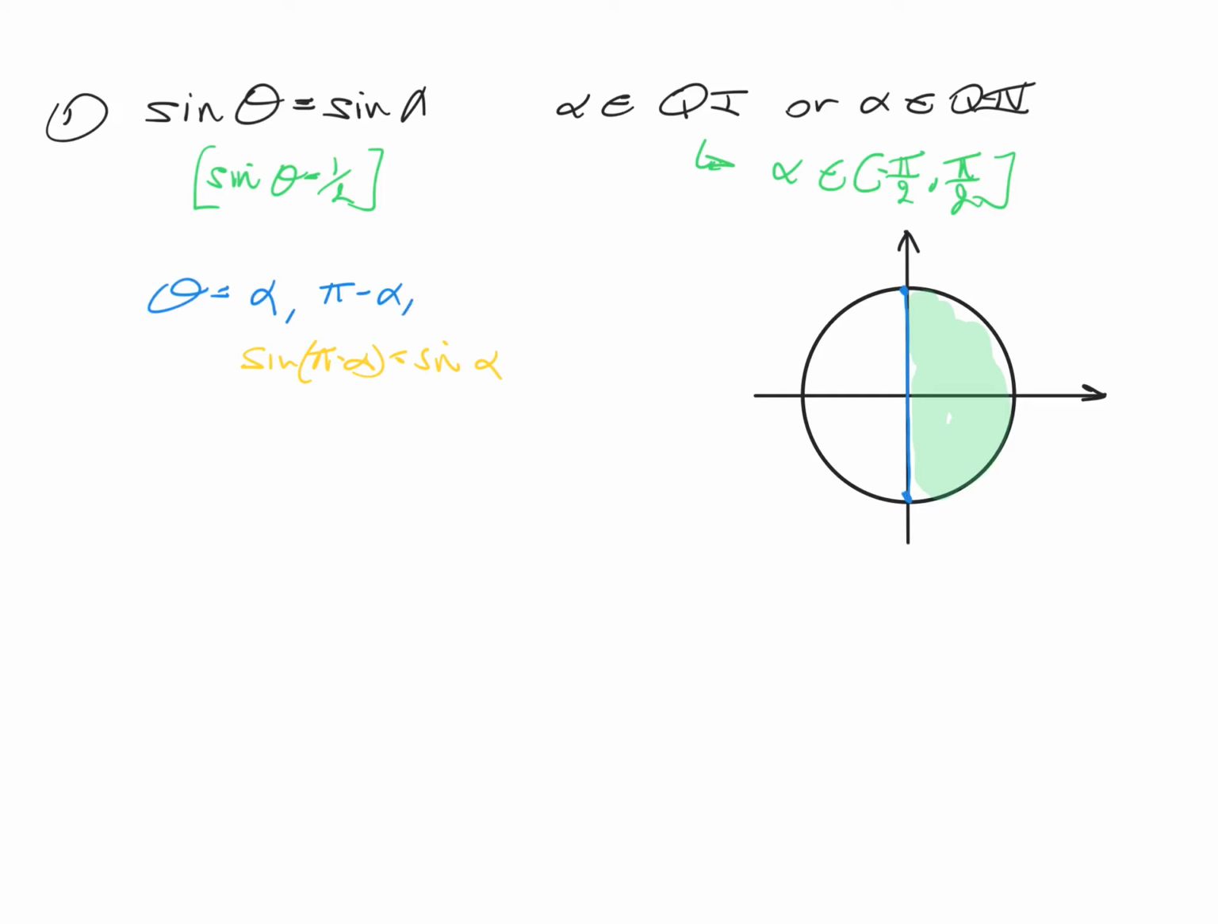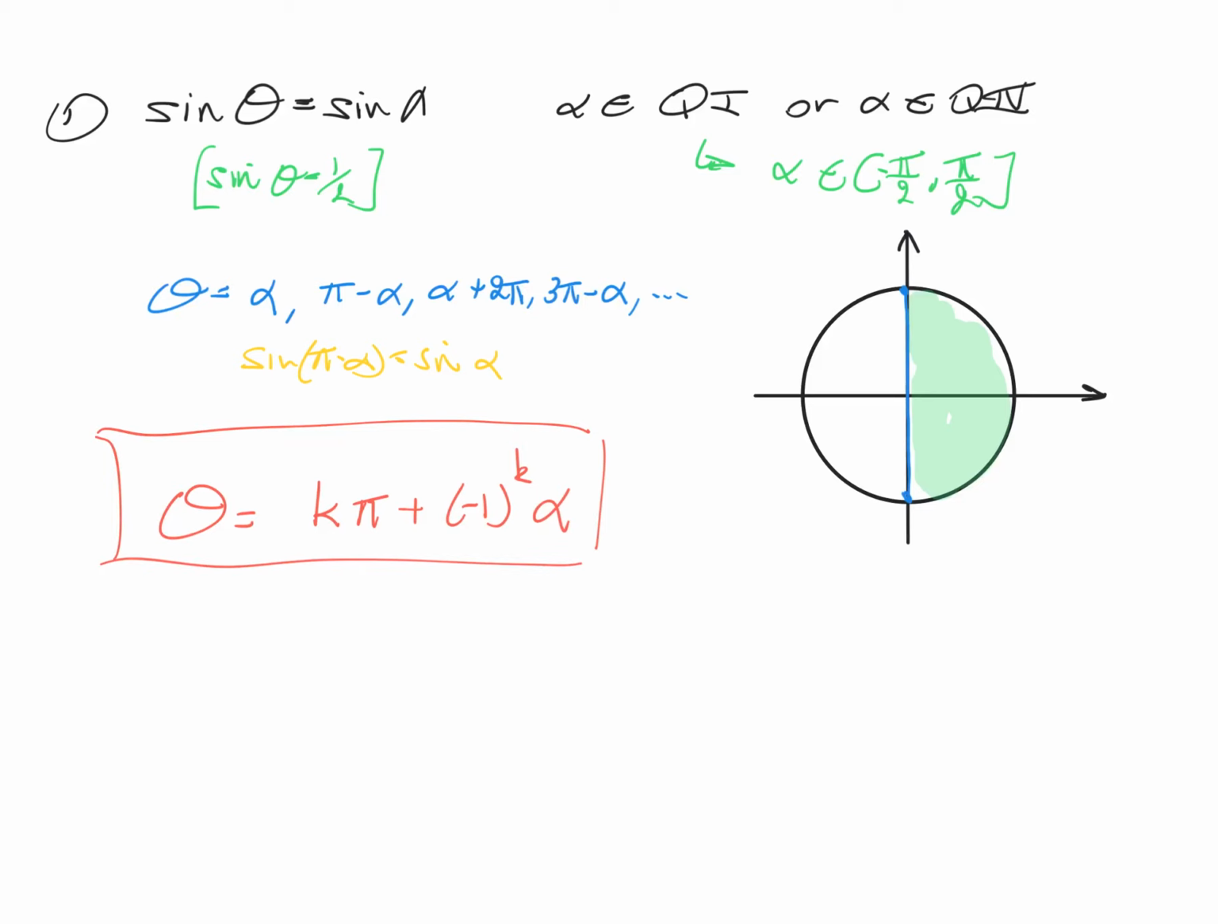And then due to the periodicity, we can always add 2 pi. So it's alpha plus 2 pi, 3 pi minus alpha, and so on. If we then take a look at the formula, we see that in each step we have an addition of pi, and that the sign of alpha changes, so plus, minus, plus, minus. If we want to write it in general, we can write that theta is k times pi plus minus 1 to the power of k times alpha. And this formula is then the general solution to the equation sine theta equal to sine alpha.